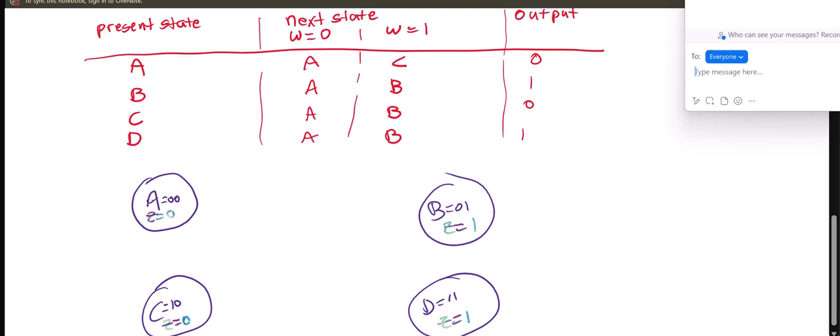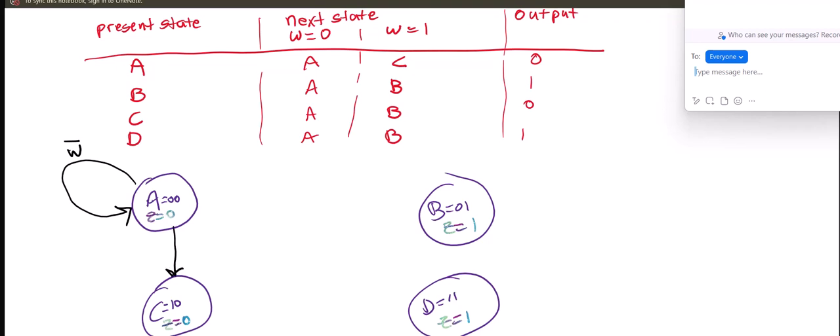When W is 0, we go back to A. And W being 0, that corresponds to W bar. That's our transition expression. When W is 1, our next state is C, so we go here, and W equaling 1, that is just W. So now let's go to state B. When W is 0, we'll go to state A. And when W is 1, we go back to state B.